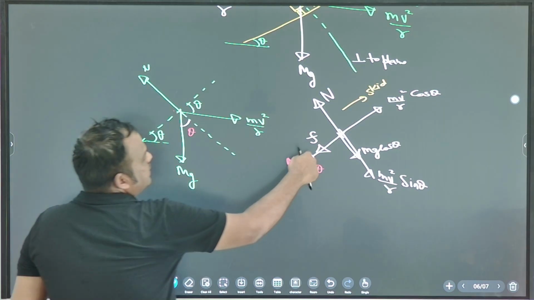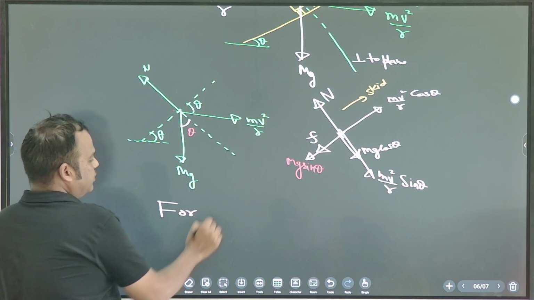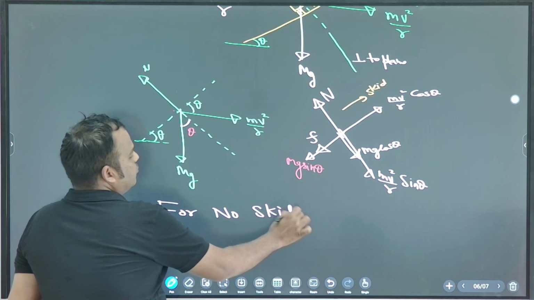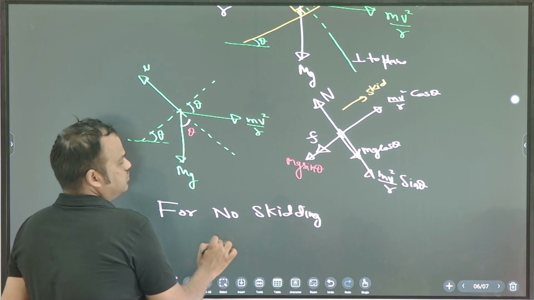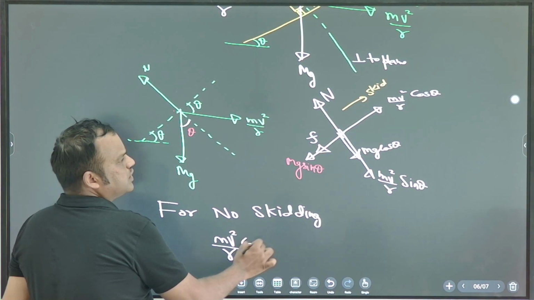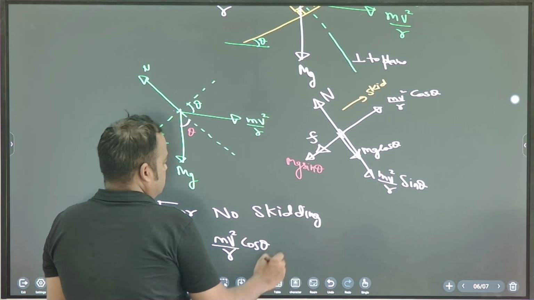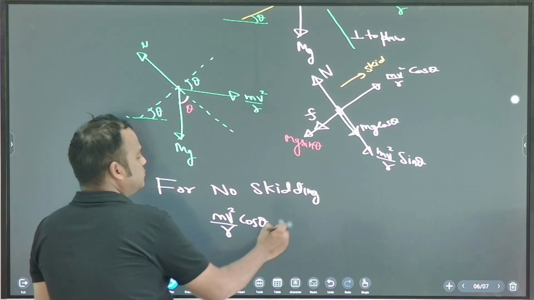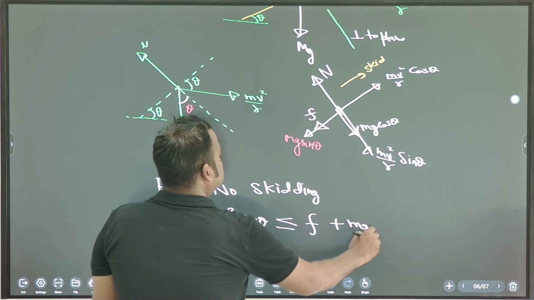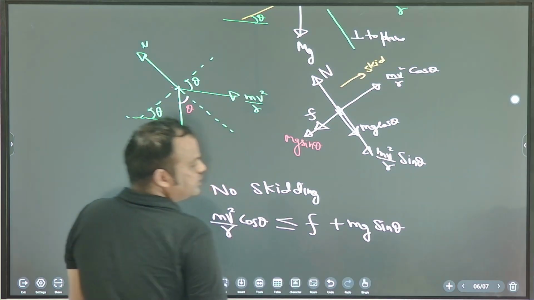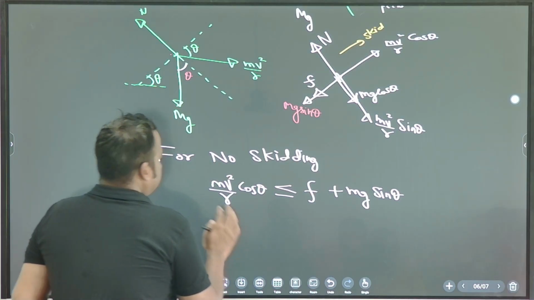So now balance these two. Balance for no skidding. For no skidding, what is the condition? Tell me. For no skidding, mv square by r cos theta must be less than or equal to friction plus mg sin theta. Correct? Are you getting it? So this is the situation.